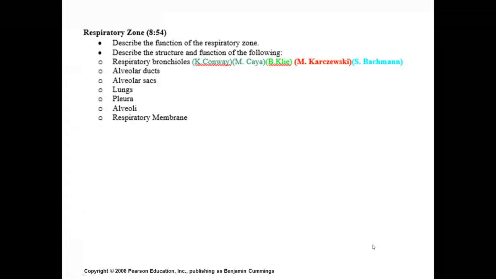Okay, so we're going to move to the respiratory zone. There were some questions about the respiratory bronchioles. I do want to ask, so this was asked by Kaylin, Mike, Brandon, Scott, and Megan. And let's see if you are in the house today, because I did have some questions. Oh, yeah, Megan is with us, and Scott's not with us. Brandon is not with us. Mike is not with us. But Kaylin is with us. Kaylin and Megan are both with us.